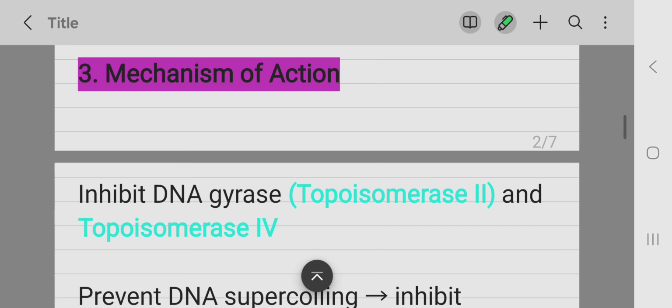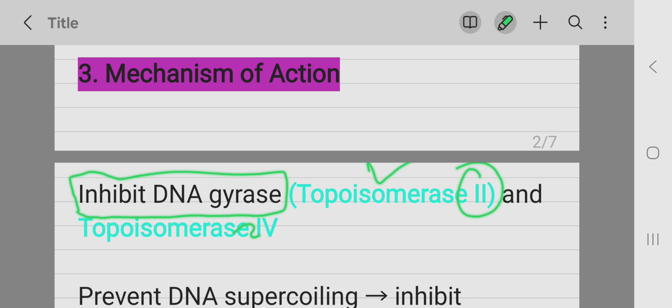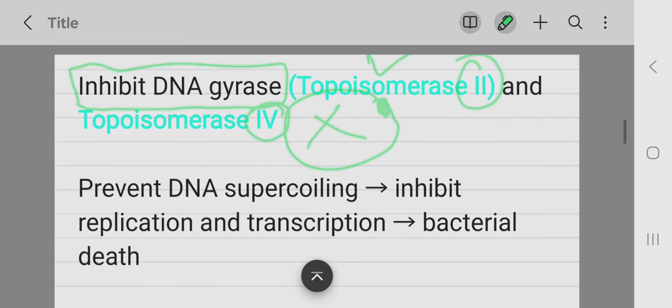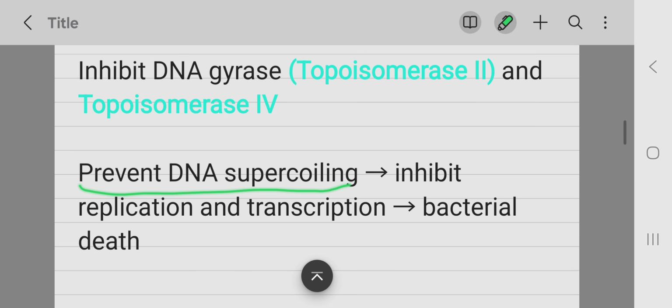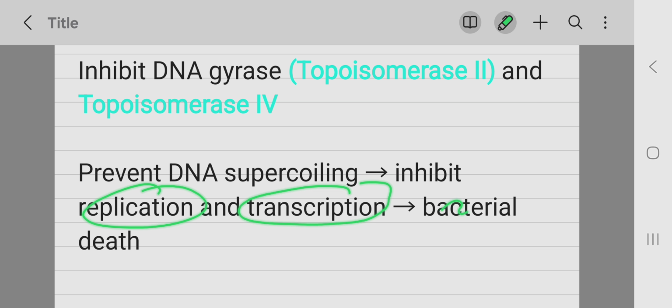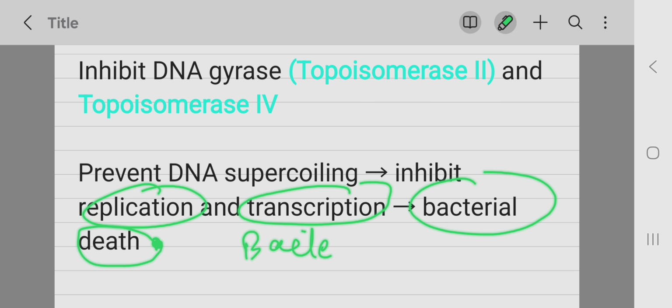Mechanism of action: these drugs inhibit DNA gyrase, that is topoisomerase 2, and topoisomerase 4, and in this way inhibit DNA formation. When they prevent DNA supercoiling, they inhibit replication and transcription, and therefore lead to bacterial death. So these are bactericidal. They actually kill bacteria.